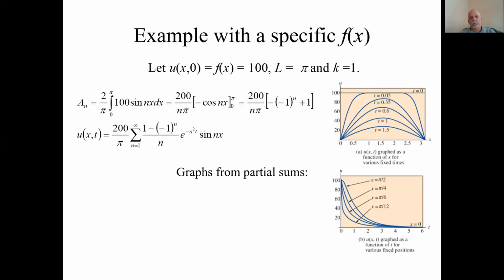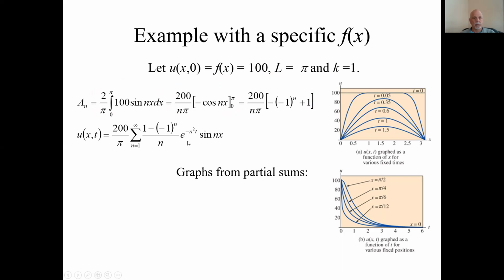Well, first let's do some example for that. Let's pick a specific example where that initial condition was just some constant for all x. We'll say the length of the rod was pi, k equals 1. Our a sub n's would turn out to be this from the formula. You can do that integral, you get this, and in fact, you get that.